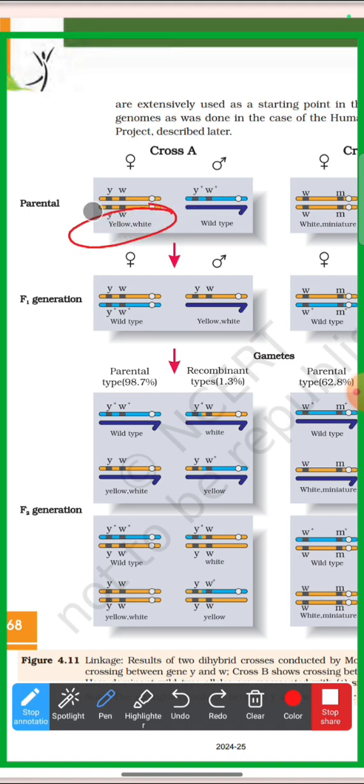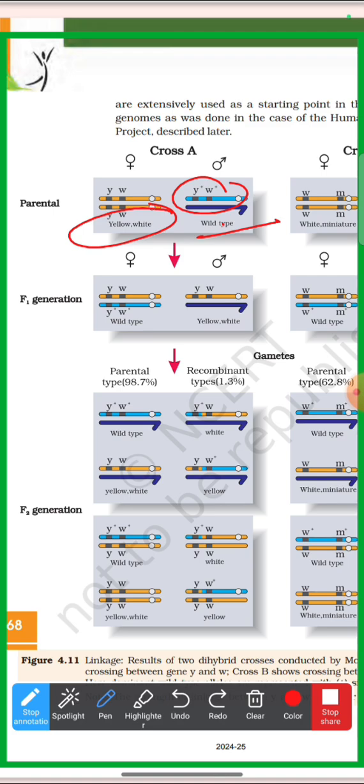And one more important thing which we need to note here is the distance between Y and W, and W and M in cross A and cross B respectively. We also know that linkage is inversely proportional to distance, which means that the more distance there is between the two genes, the less linkage will be there in the progeny.